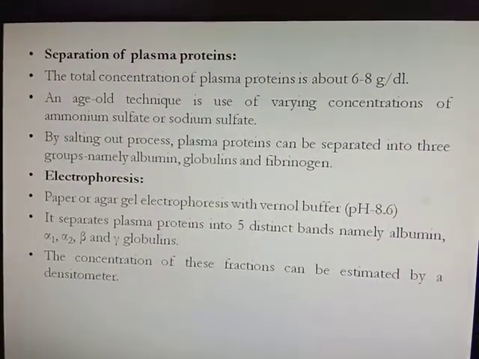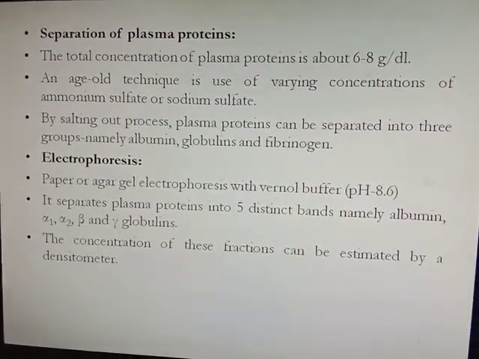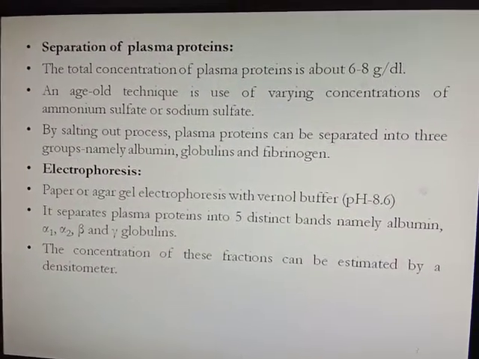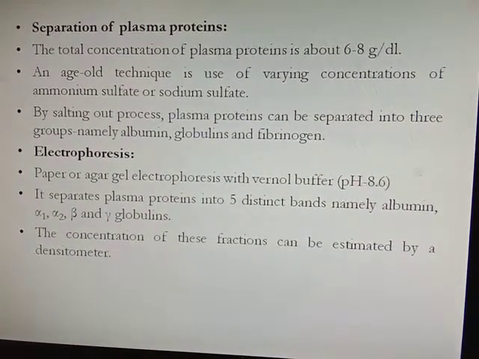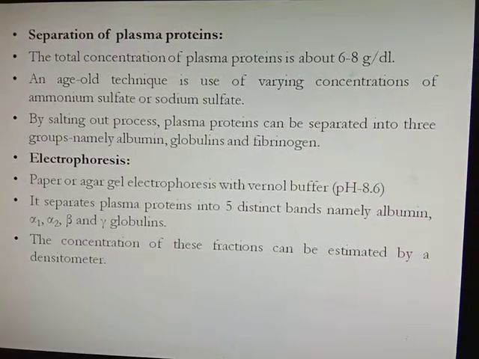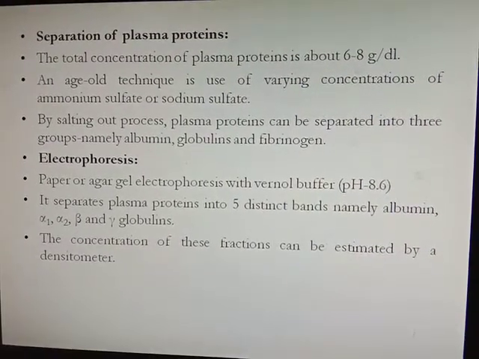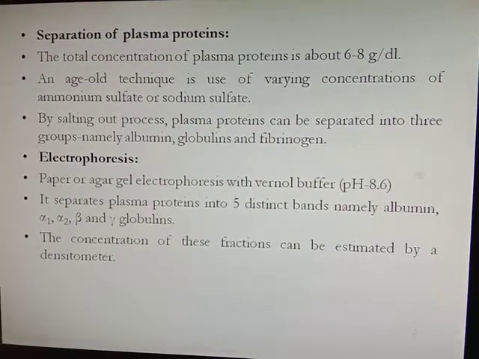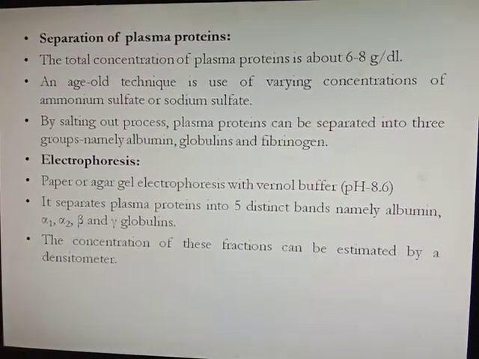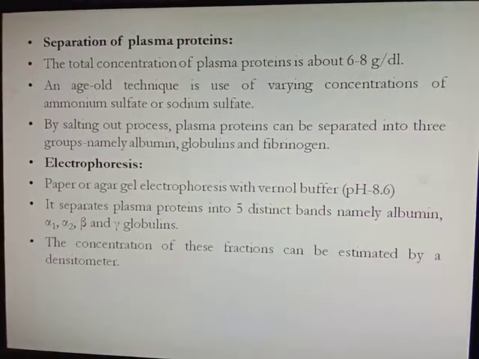So how does the separation of plasma protein take place? First, the plasma is separated from blood. Now in plasma there are a number of different proteins. The total concentration of plasma protein is about 6 to 8 gram per deciliter, meaning per 100 ml.